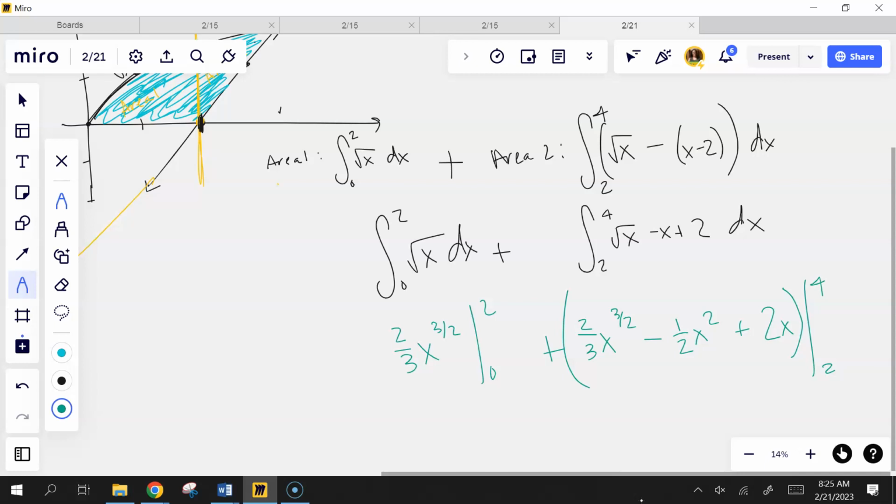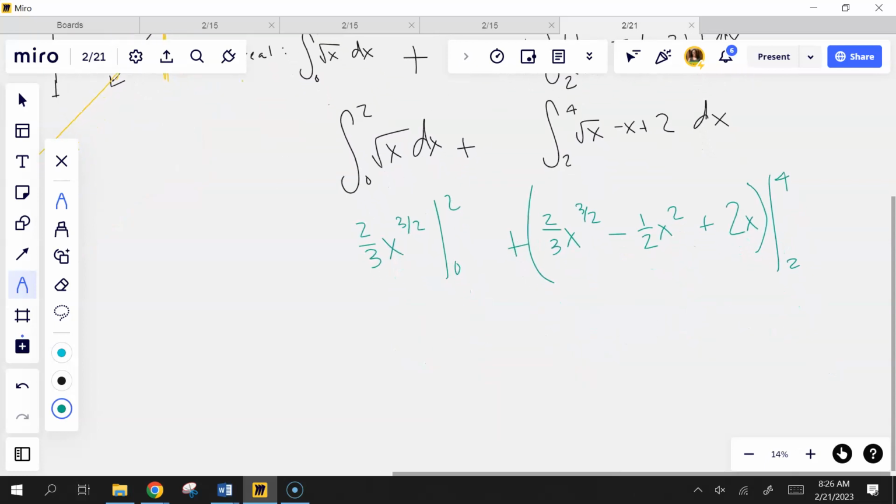So evaluate that. Plug it in. See what you get. Obviously, you don't have to plug in the zeros if you see that it's going to be 0, but just for the sake of example.